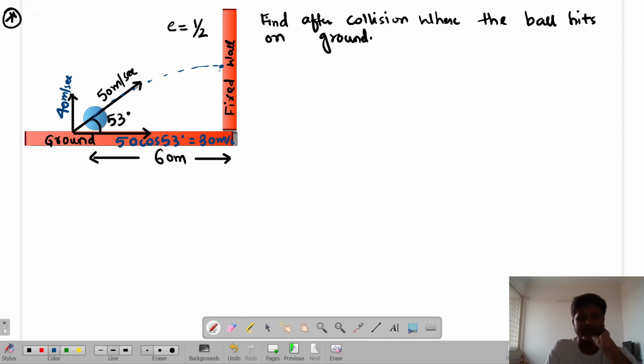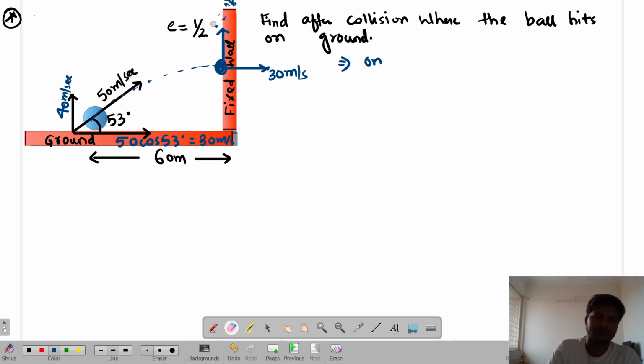Now the point is it hits the wall. When it is going to hit the wall, you see that here also it will have the same components of velocity: one 30 meter per second towards this side and one 40 meter per second upwards, isn't it? Now look over there. Sorry, I forgot. If you see, the vertical will be different if we do not know what that will be.